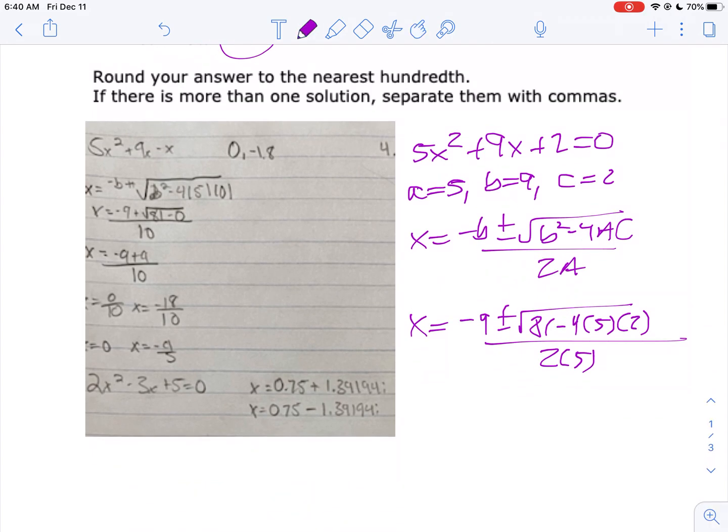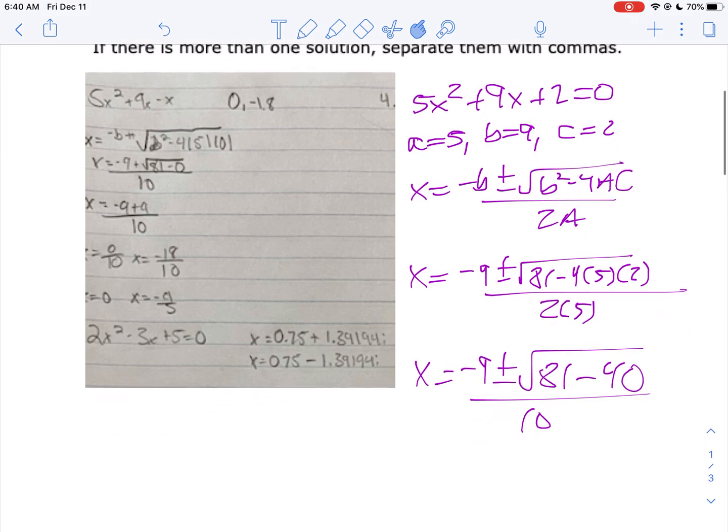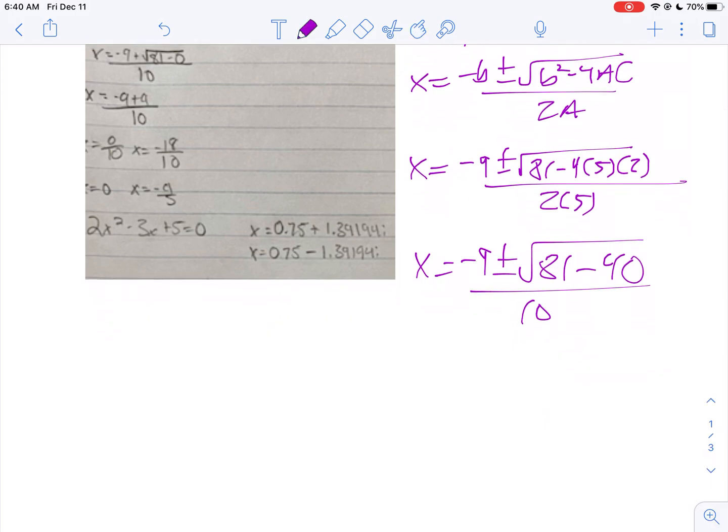So now, x equals negative 9 plus or minus 81, not minus 0, but 4 times 5 is 20, 20 times 2 is 40, all over 10. And let's keep on simplifying that now. I'm going to write it over here to the side. So we get x equals negative 9 plus or minus the square root of 41. And we're going to divide our answer by 10.